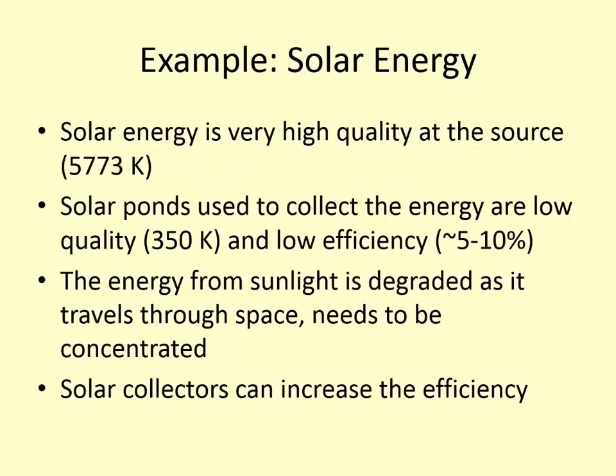So here's an example of energy degradation in a process. Solar energy is very high quality at the source because the temperature of the sun is about 5,773 Kelvin. Okay, it'd be really nice if we could just use that as the thermal reservoir itself, right? Okay, well, we can't really do that, so if we're just looking at the heat of the sun, they oftentimes use solar ponds to collect the energy, which are often at about 350 Kelvin, which is still pretty warm, but it's not as warm as we would like it to be compared to the actual temperature of the sun.